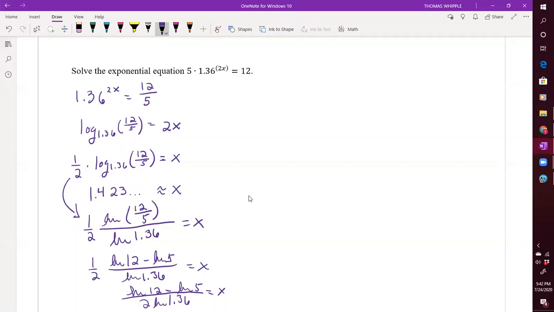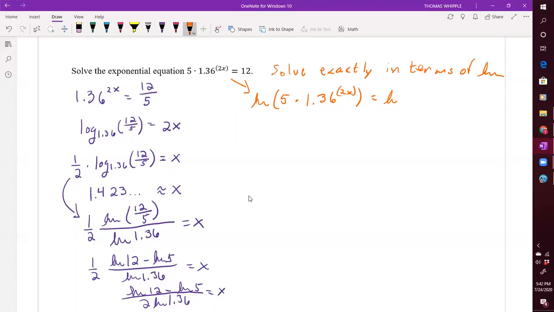Okay. Now, if the instructions had been right off the bat to say solve exactly, say in terms of natural log, ln, then one way we could approach solving this would be just to go directly into natural log. And a way to do that would be to just take the natural log of both sides of the equation. So the natural log of 5 times 1.36 to the 2x, that in parentheses, and then have the natural log of 12.